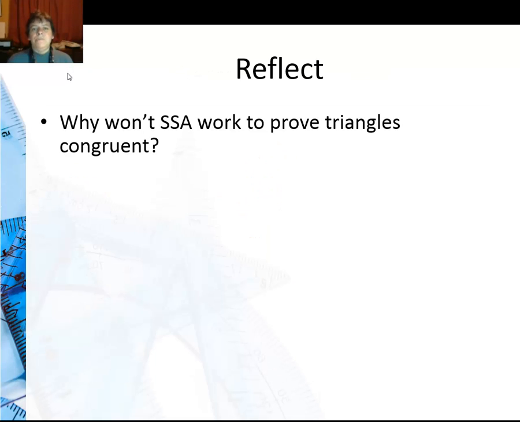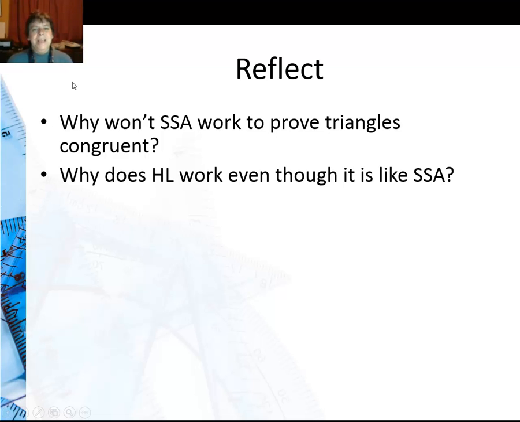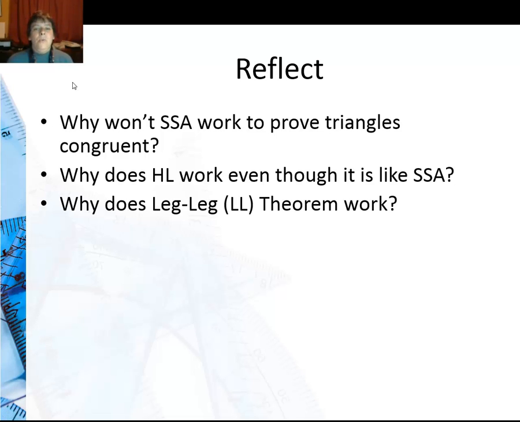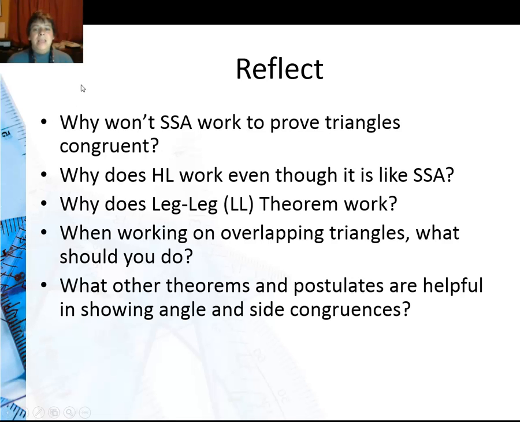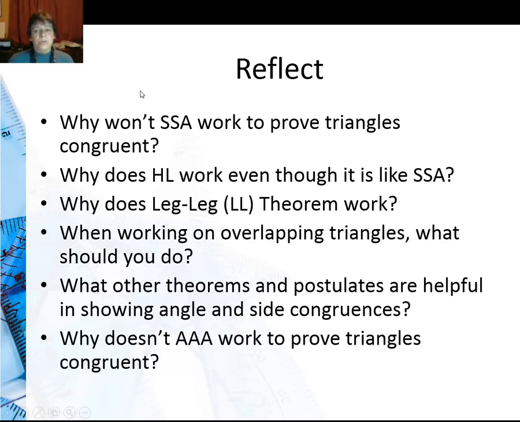So for further reflection, why doesn't the side-side angle work to prove triangles are congruent? Why does hypotenuse-leg work even though it kind of looks like side-side angle? Why does leg-leg theorem work? And when working on overlapping triangles, what should you do? What strategy should you use? And then what other theorems and postulates are helpful in showing angles and side congruences? Remember, reflexive property is big. Vertical angle theorem is big. Maybe definition of an isosceles triangle, so you know two base angles are congruent or two legs are congruent. And finally, why doesn't angle, angle, angle work to prove triangles are congruent?